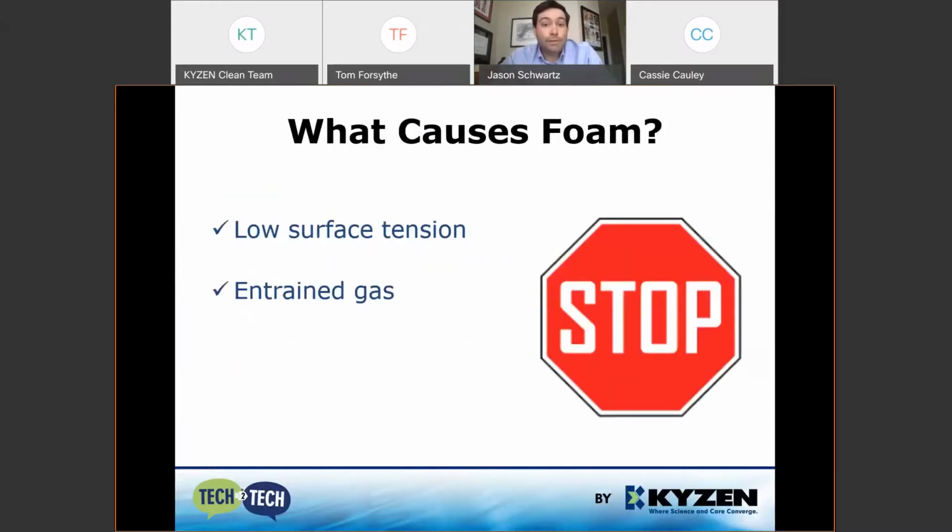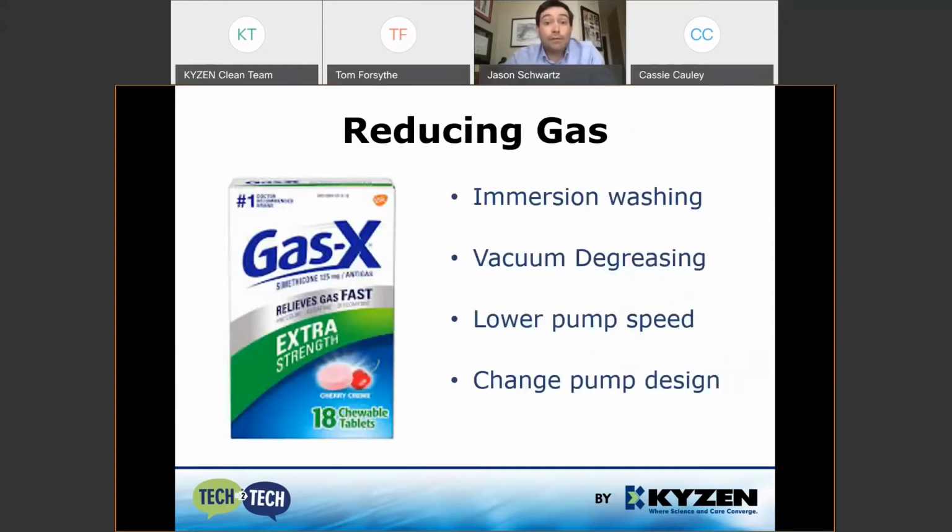In order to properly deal with foam, we have to understand what causes it. The two main causes of foam are low surface tension and entrained gas. If you eliminate either one of these two factors, you can either drastically reduce foam or stop it altogether. First, let's take a look at how to reduce gas.